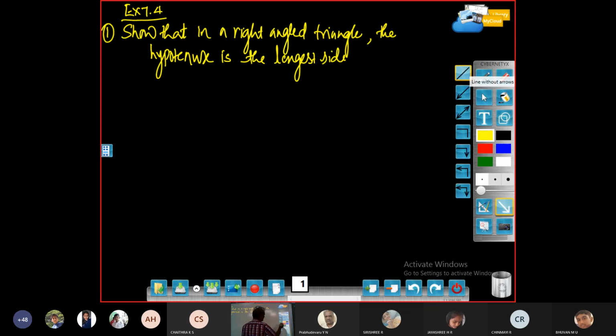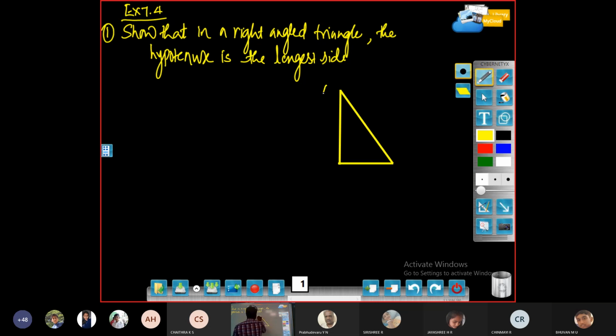Let us draw one rough diagram of a right triangle. So you can draw one right triangle like this. We call this ABC is a right triangle at B. In this right triangle, what is the hypotenuse here? This is the hypotenuse. The opposite side of a right angle is the hypotenuse. This is 90 degree. Now we have to show that hypotenuse is the longest side. So how to show that one?